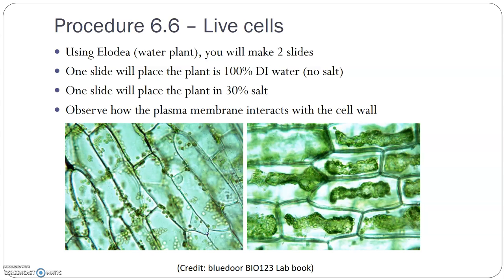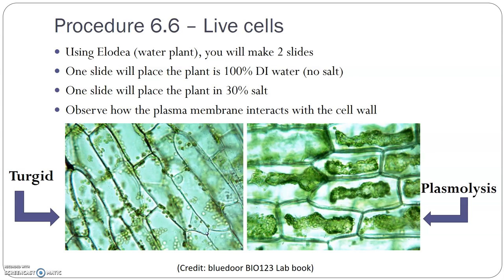These are going to represent a plant that has been put into 100% DI water. So basically we just drop water on it. There's 0% salt. And the other, you're going to drop a pretty intense salt solution on it, which is a 30% salt solution. And you are going to look and see what happens to the plasma membranes.